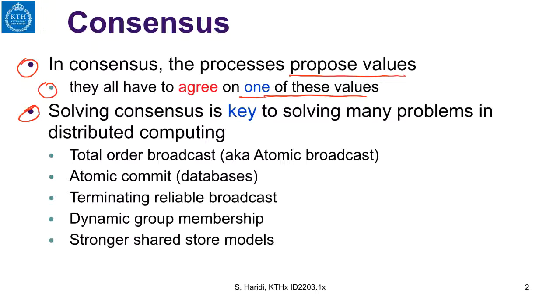is key for solving many problems in distributed computing, like total order broadcast, which is sometimes also called atomic broadcast, atomic commit in databases, terminating reliable broadcast where processes know that a broadcast has terminated, and dynamic group membership where the number and the identity of processes in a group can change over time, and they have to agree who is in the group and who is not, and stronger shared memory models, where you have objects that not only support read and write, but also support other primitives like compare and swap, or you have queues with different operations like enqueue and dequeue, and many others of this type.